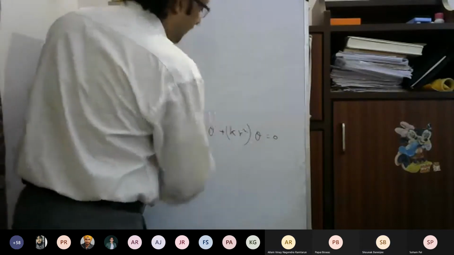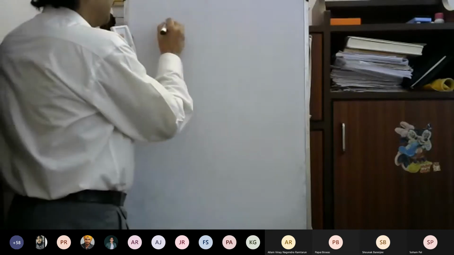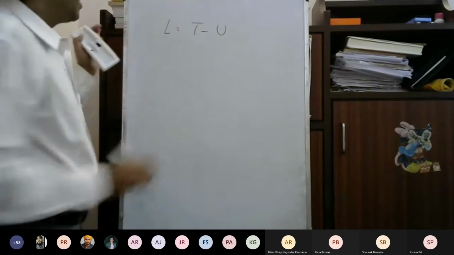Okay. So if you now want to derive the same equation of motion using the Lagrange method, then what will we have? Lagrangian L equals T minus U. Okay, and what is T?